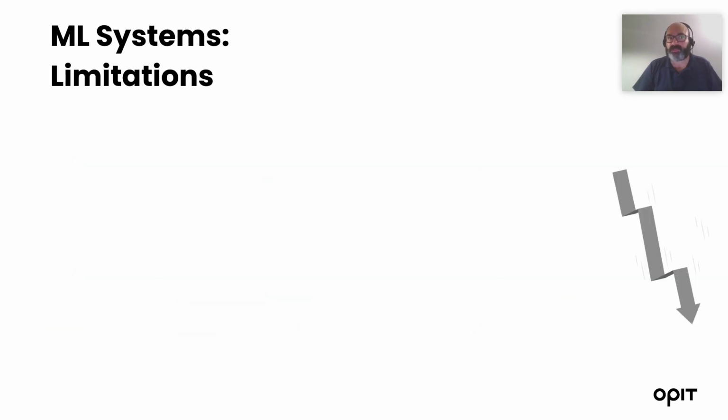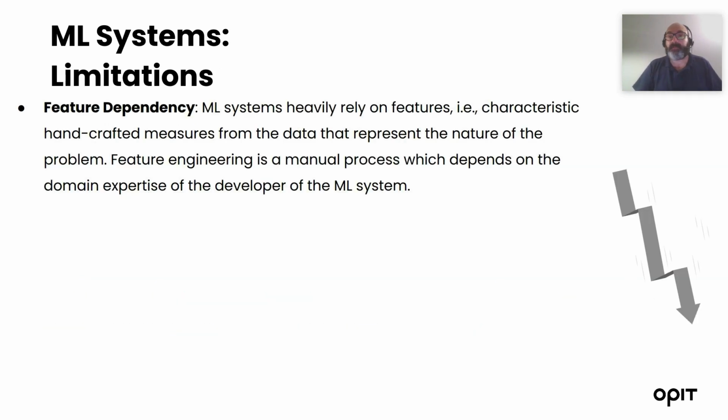Which are the limitations of machine learning systems? They depend on features. Features are characteristic measures computed by the developer that represent the nature of the problem. We can compute features based on the domain expertise of the developer for the task that we are training the machine learning system. Feature engineering, this is the name of the process, is a manual process which depends on the developer. And this is a great limitation.